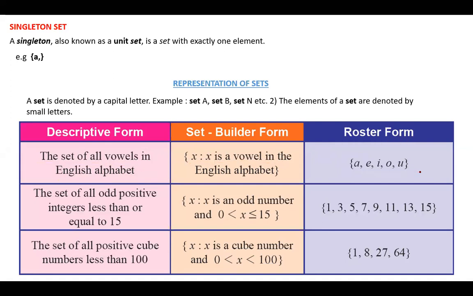So we proceed. The second one here, you can see the descriptive form, which says the set of all odd positive integers less than or equal to 15. This is descriptive. It's just describing the set. And then when you look at the set builder notation, it says x is such that x is an odd number, and these odd numbers are between 0 and 15. But 15 is also included. That's the reason why you can see this equal sign symbol.